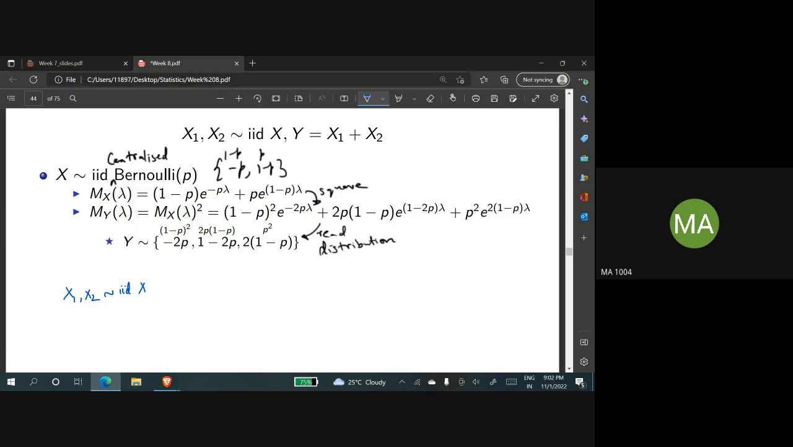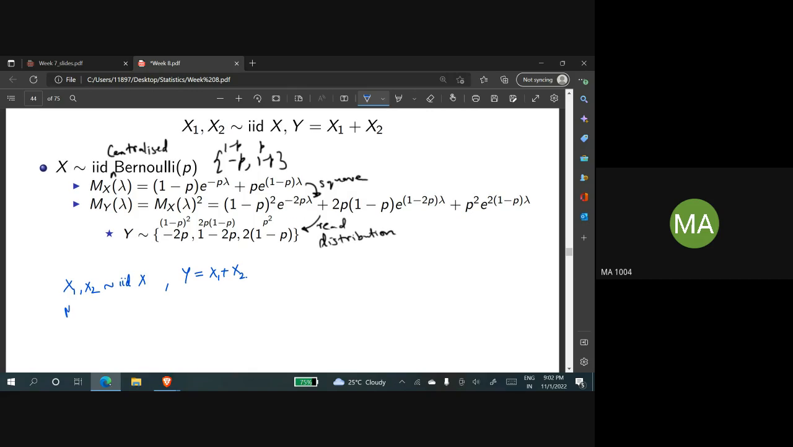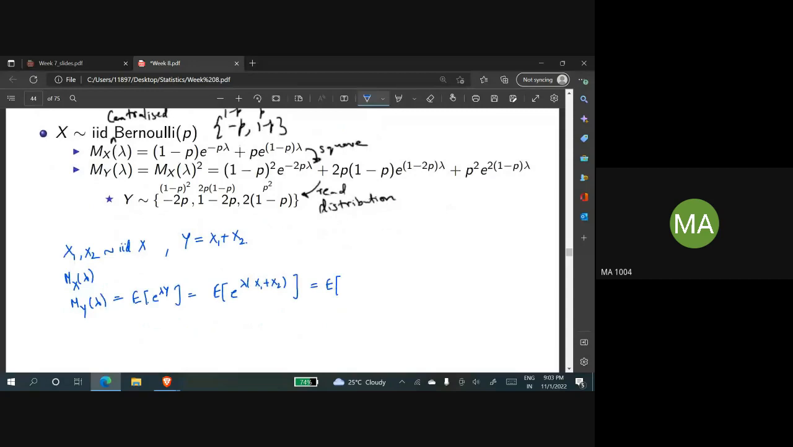Now, here we are saying X1, X2 are IID, and we are saying Y is X1 plus X2. If you know the MGF, let's say the MGF of X is M_X of lambda, and you have to find the MGF for Y, what will you do? M_Y of lambda is the expected value of e to the power lambda Y, correct? And Y is just X1 plus X2, so this becomes the expected value of e to the power lambda X1 plus lambda X2.